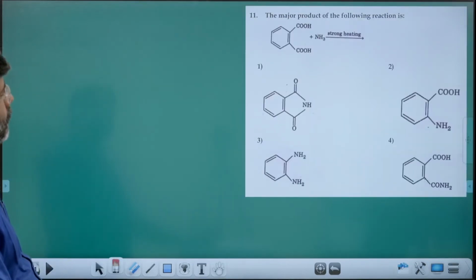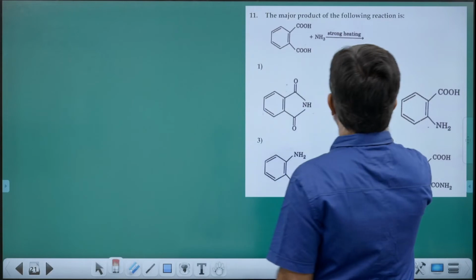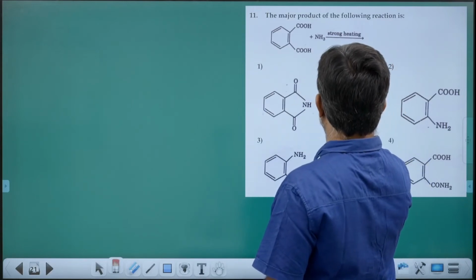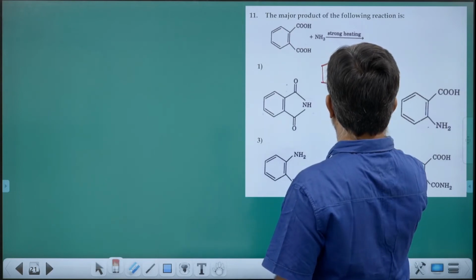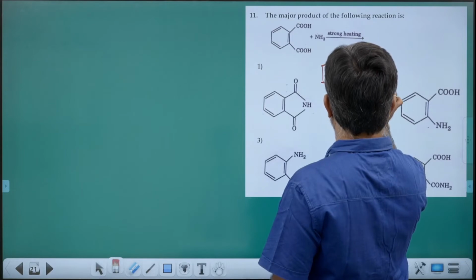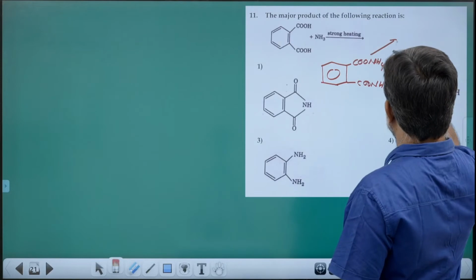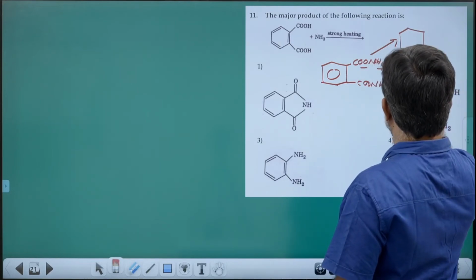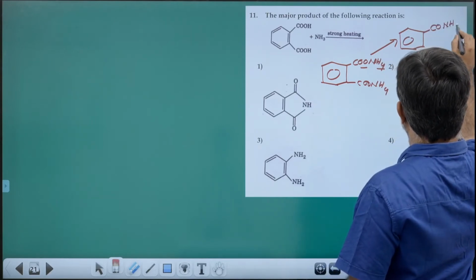Major product of the following reaction. First you will get ammonium salt. So the first product obtained is ammonium salt, COONH4. Upon heating, this will be converted to, by eliminating water molecule, you get amide, phthalamide.